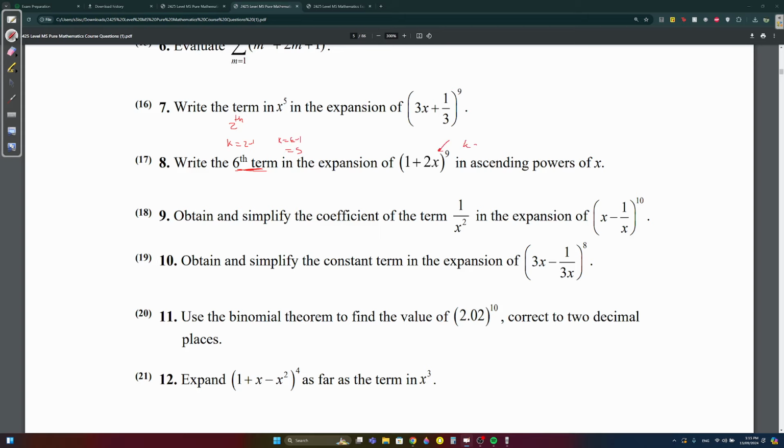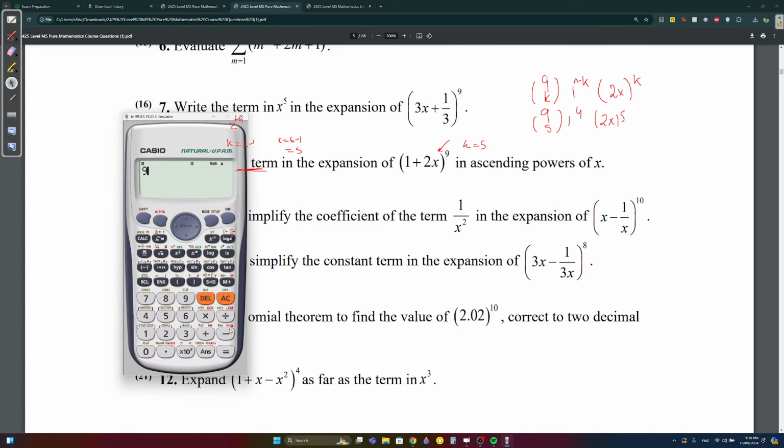So here, what am I going to do? k equals 5. What's my general term, guys? My general term in this case is 9ck, 1 to the power of n minus k, 2x to the power of k. We know k equals 5, so 9c5, 1 to the power of 4, because 9 minus 5 is 4, 2x to the power of 5. 9c5 should be equal to 126, I think. Yeah, 126. 126, 2x to the power of 5 is 32x to the power of 5. So 126 times 32 is 4032, so you get 4032x to the power of 5.